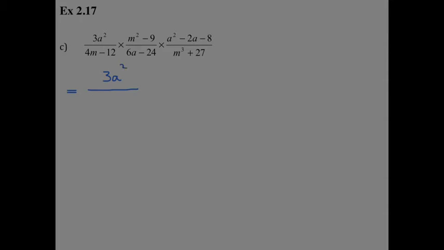The first fraction on the bottom has a common denominator of 4. So I'm going to take out my common denominator of 4. 4 goes into 12 3 times. There's my first part dealt with.